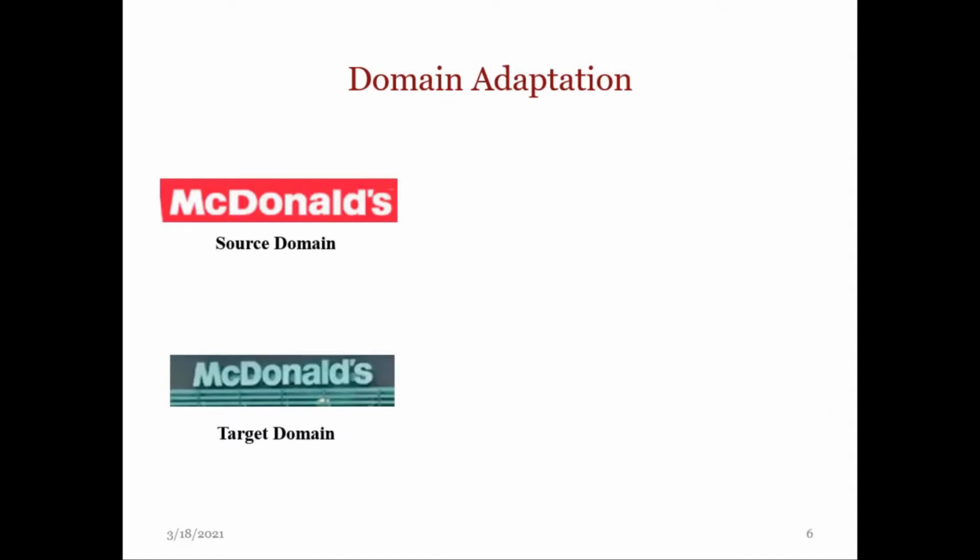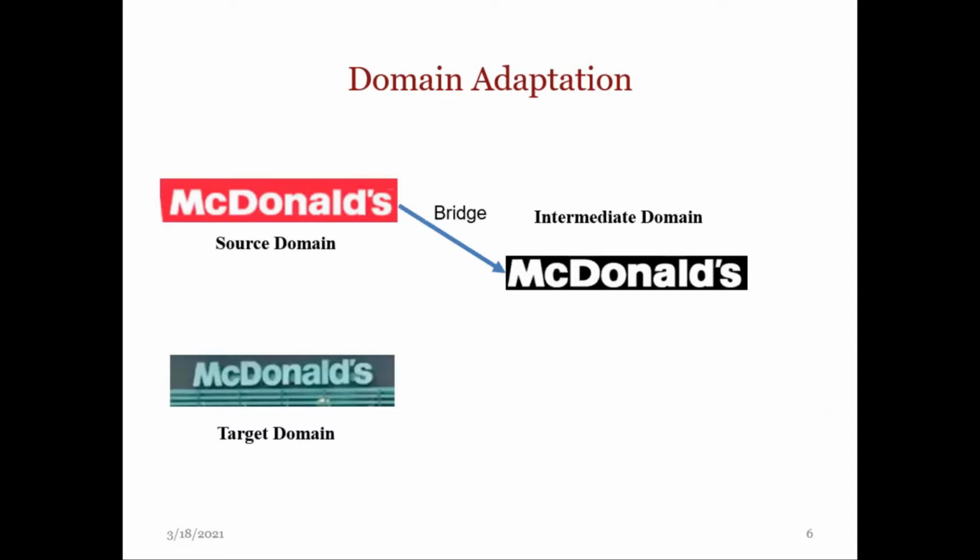If we can somehow transform from the source domain to an intermediate domain, and at the same time from the target domain to an intermediate domain, during this transformation, if we can remove the domain-specific features and just keep the domain-invariant features, then we can map from the source and target to an intermediate domain. In the intermediate domain, the source and target images look more similar to each other.